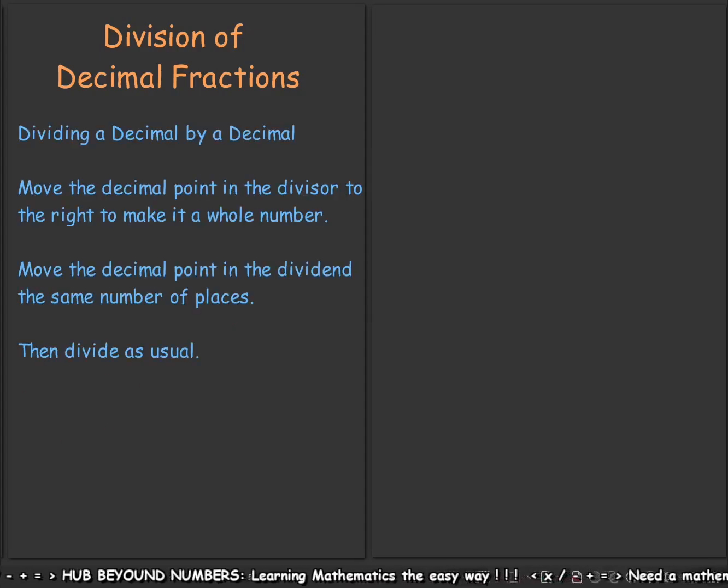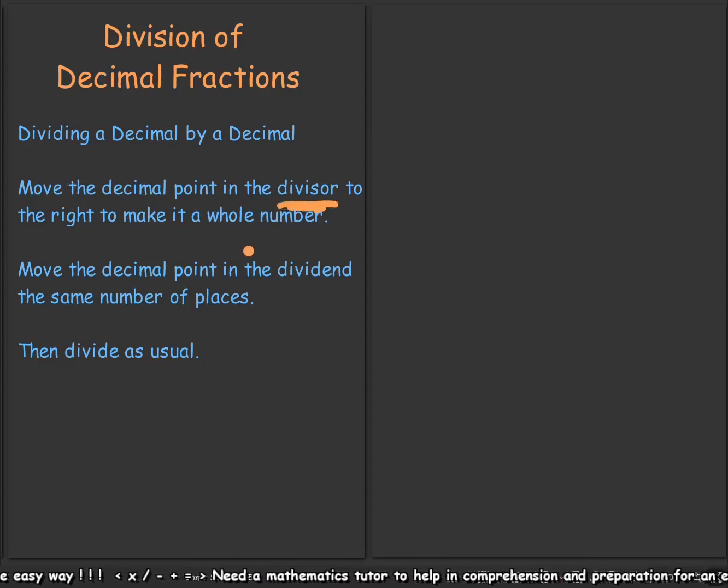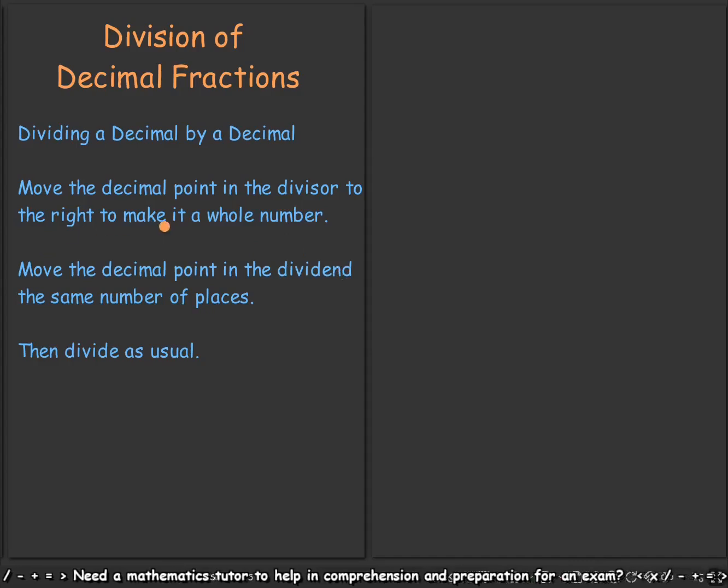So just to look at a little theory of what we want to do. We want to divide a decimal by a decimal. Here are the steps we need to follow. First of all, move the decimal point in the divisor, the one you are going to use to divide, to the right to make it a whole number. You get it? So you want one of the numbers to be a whole number. And specifically, you want the divisor, the one doing the division, to become a whole number.